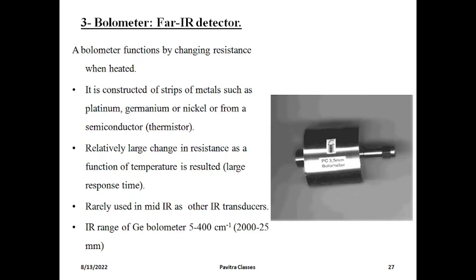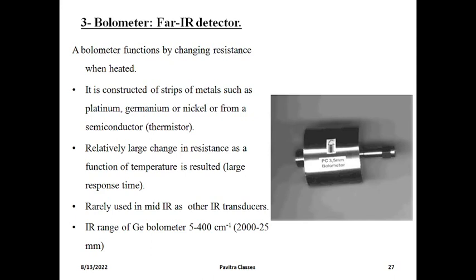Next detector is the bolometer. It is used as a far IR detector. A bolometer changes its resistance when it is heated. It is constructed from a strip of metals such as platinum, germanium and nickel, or a semiconductor, so it has semiconductor character. A relatively large change in resistance as a function of temperature results. So it has a large response time. It should take up the temperature, then it should give the reading. You have to wait very long for the response.